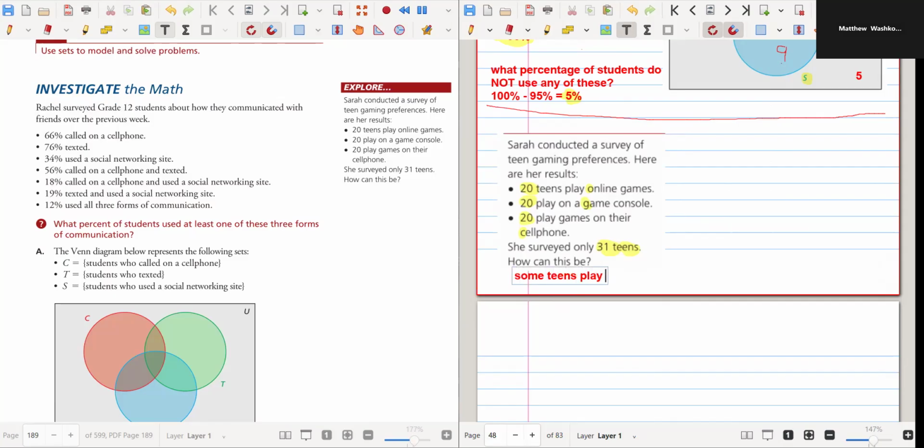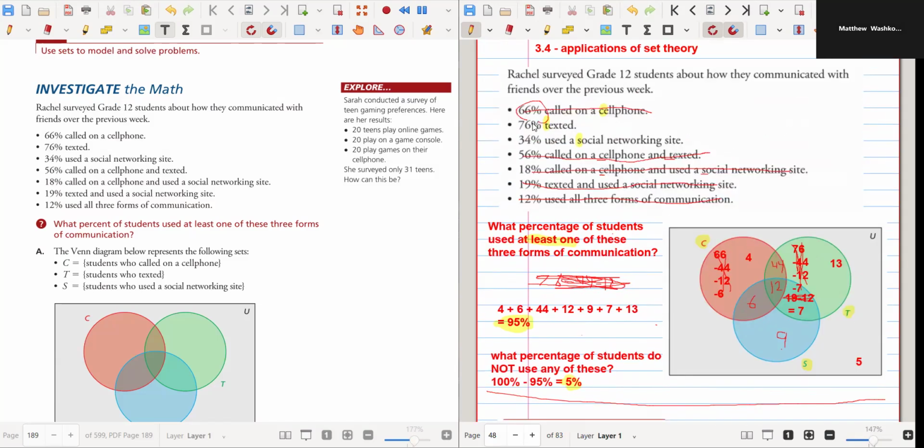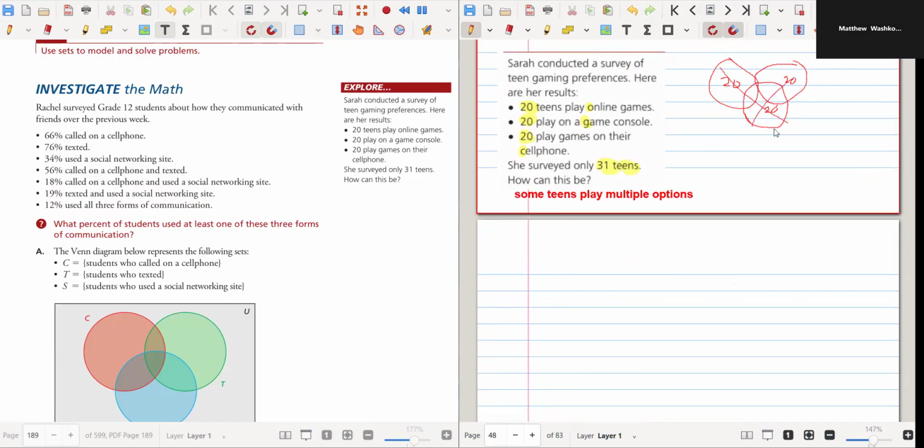Some teens play multiple options, right? So you might have some teens who play online games and game consoles. You might have some who play on their cell phone and online games. You might have some who play all three, for example, right? So it's not going to be 60, it's not 20, 20, 20, right? Just like up here, 66 was not actually the answer here.